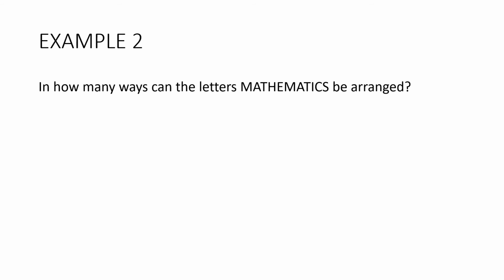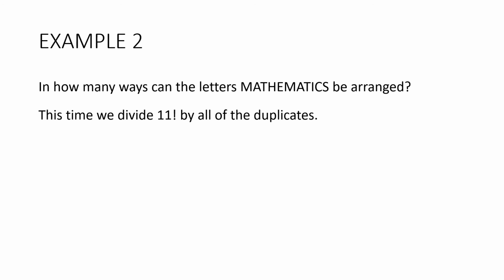Here's another example. In how many ways can the letters mathematics be arranged? So if we count up all these letters, we'll find that there are 11 of them. So we want to divide 11 factorial by all the duplicates. And there are 3 duplicates. There's 2 M's, 2 A's, and 2 T's. So we do 11 factorial divided by 2 factorial times 2 factorial times 2 factorial.